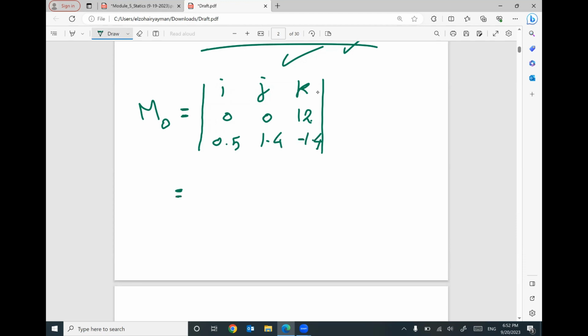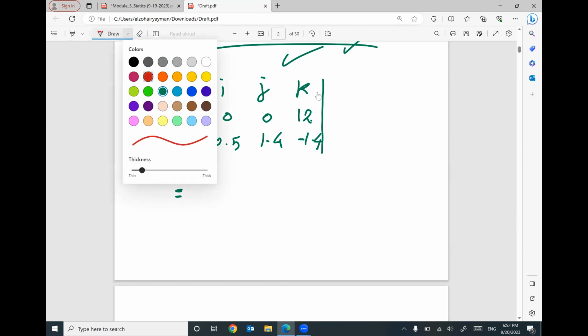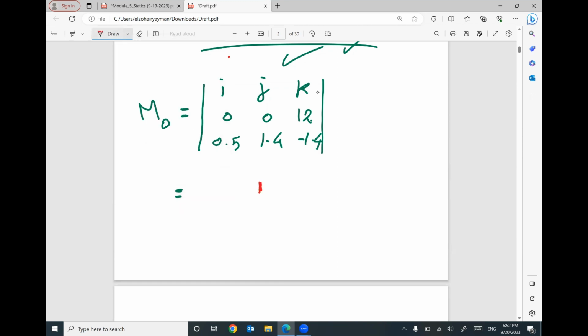Then let's start. To get the value of I, I will cancel the first row and the first column. Then I will multiply 0 by negative 1.4 minus 12 by 1.4. So it will be negative 16.8. That makes sense?